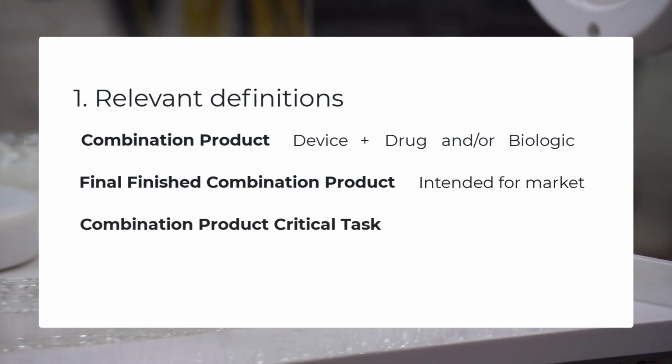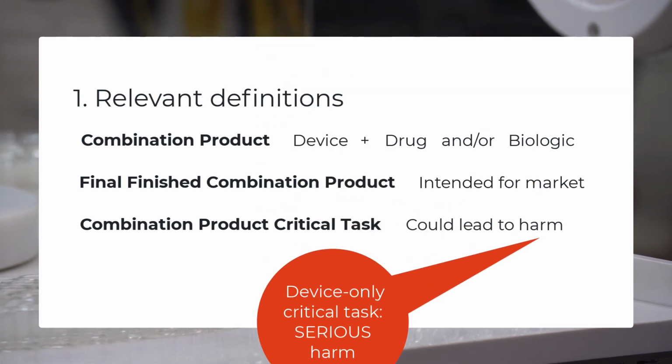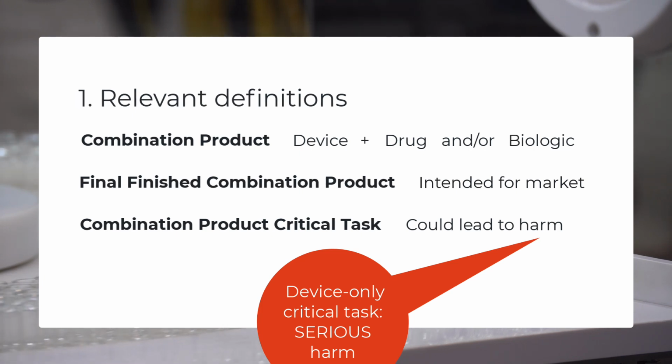A combination product critical task is a user task that, if done wrong or not done at all, would harm the patient or user and compromise medical care. The definition of a combination product critical task differs from that of a device-only critical task in the level of harm. With a standalone device, only tasks with a potential for serious harm are considered critical.